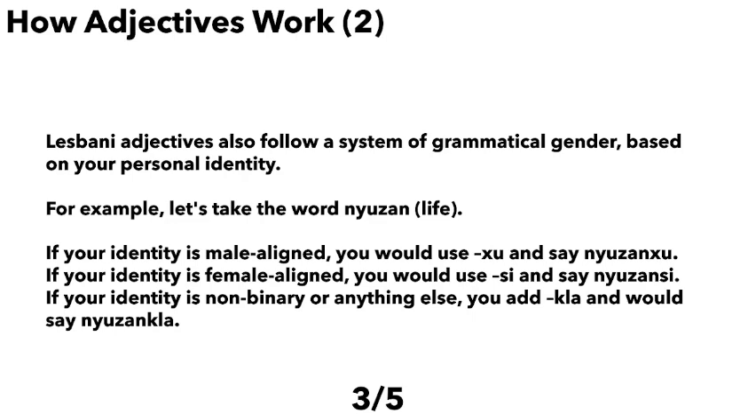So, this system is based on your own identity. As an example, we'll take the word for life, which is nyezan. If your identity is male-aligned, you would add sh and say nyezan sh. If it is female-aligned, like myself, you would use si, and that would be nyezan si. And then anything else that doesn't fit into that is kla, because I don't want to make these too complicated, because you're going to use these a lot. Not every sentence needs a pronoun, but every sentence needs an adjective, a verb, an adverb, and all those have a different system. So, anything else that's not male or female aligned, that is kla, so nyezan kla.